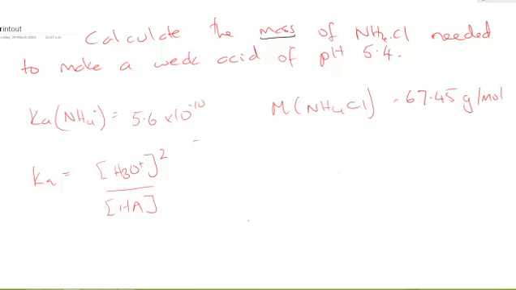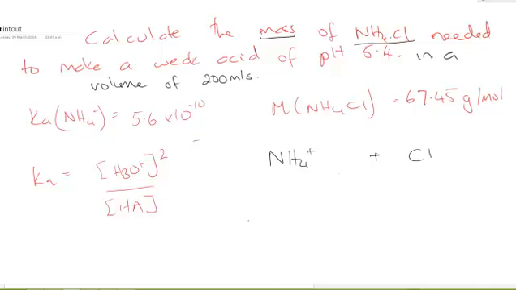I just need to change one thing in this question, in a volume of say 200 mils. Okay, now it's asking for the mass of ammonium chloride needed to make a weak acid of pH 5.4 and a volume of 200 mils. Now, you've got to first of all also recognise that ammonium chloride is a salt, and that when you put it into water it's going to split up into ammonium and chloride ions, and that the ammonium ions are a weak acid, so you're going to be using the weak acid formula.